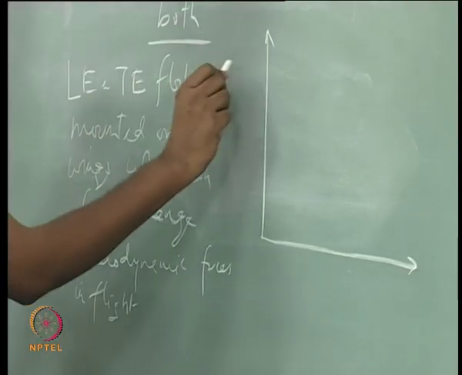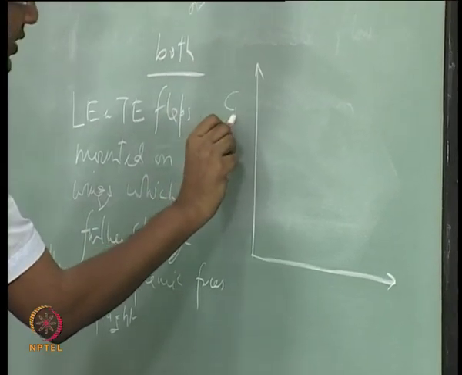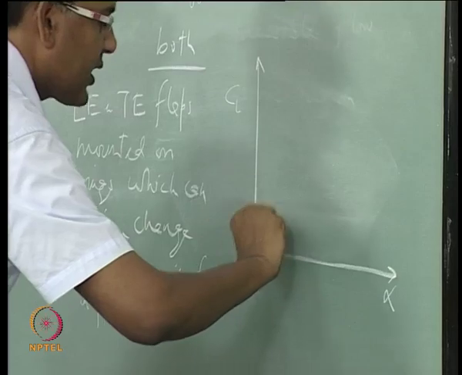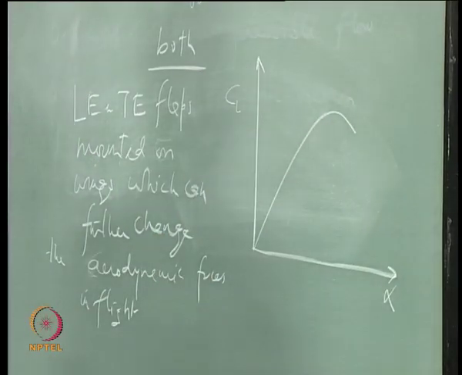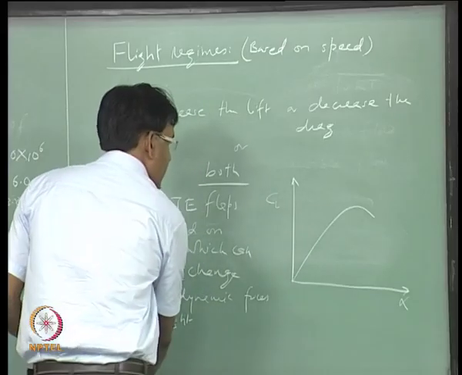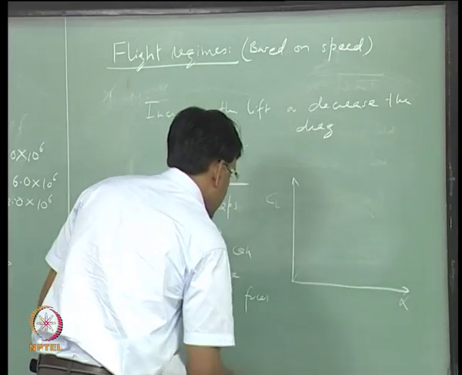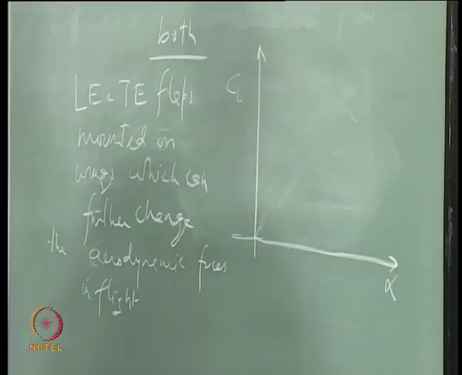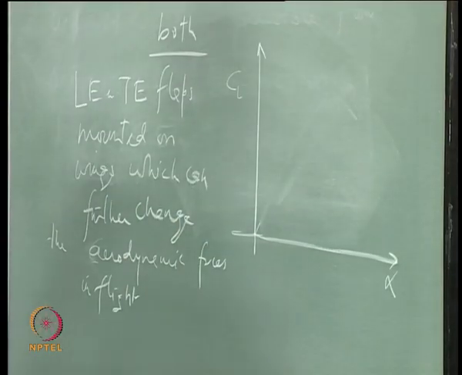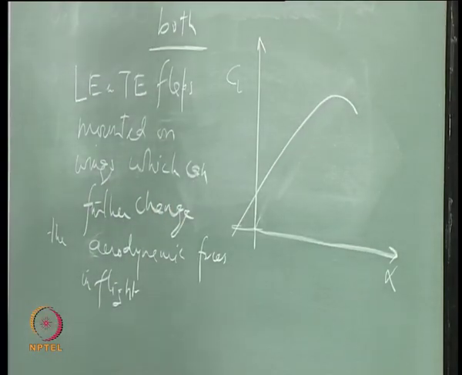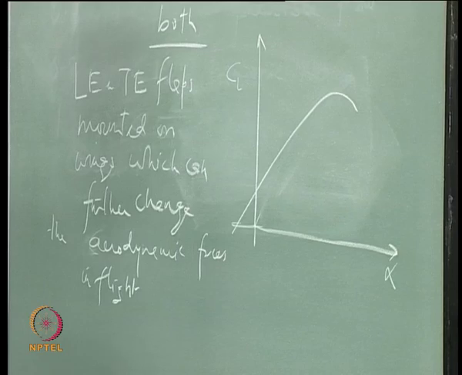So, if the CL versus alpha curve is looking like this, it can be. So, this is for a symmetric airfoil. We can go back and assume that the wing is made of a positively cambered airfoil, and let us say we get this kind of CL versus alpha profile.